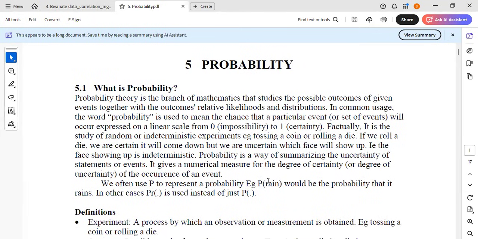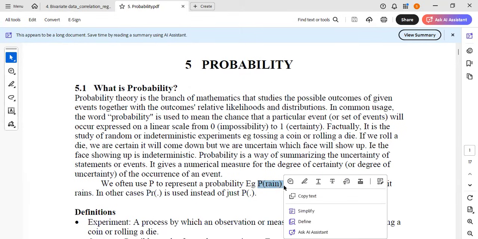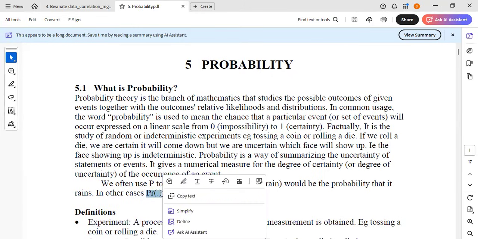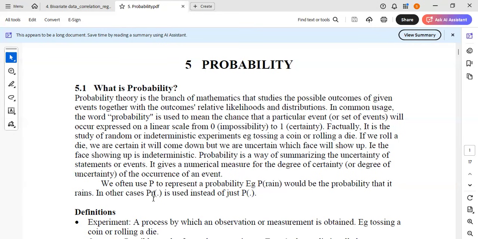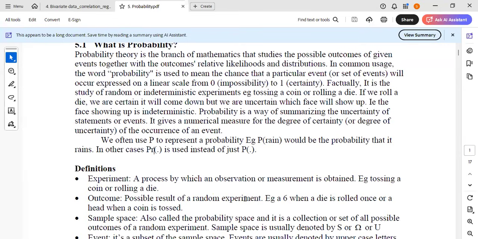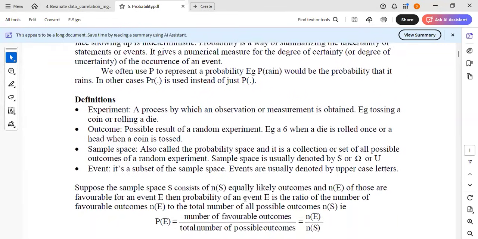For example, the probability that it is going to rain. So that is the probability that it's going to rain. In other cases, we use Pr and then brackets, instead of just P. So by definition, we have several terms here.